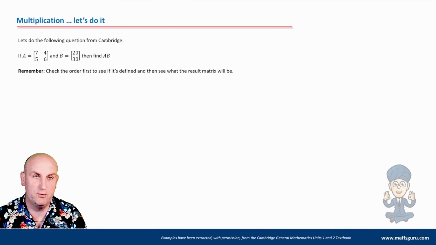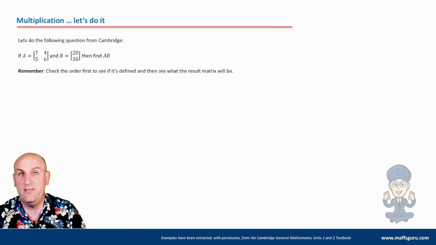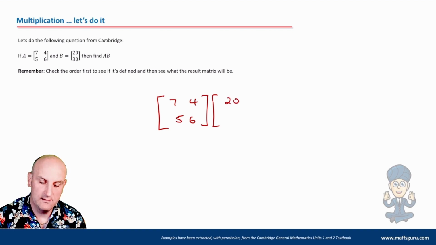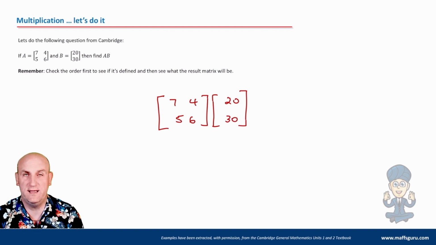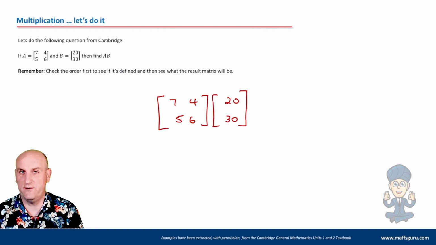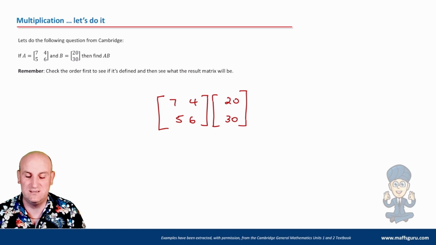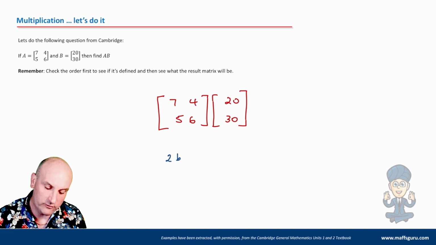So here is an example of some multiplication. And if you can get this sorted, job done. But again, remember, you can also use your calculator a little bit later on. So let's have a look. We've got 7, 4, 5, 6, and we've got 20 and 30. The first thing we have to do is see if it's defined. Is this multiplication defined? Is it even going to give me an answer? Because if it's not, there's no point wasting my energy doing it. So again, we would write here it's a 2 by 2, and that is a 2 by 1. Are the middle values the same?